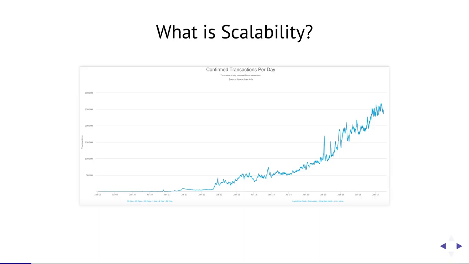This is a chart of Bitcoin transactions per day. It starts in January 2009, and this is basically now. It's a linear scale, and you can already see that it's growing. Perhaps not so much in the last months, but yeah.